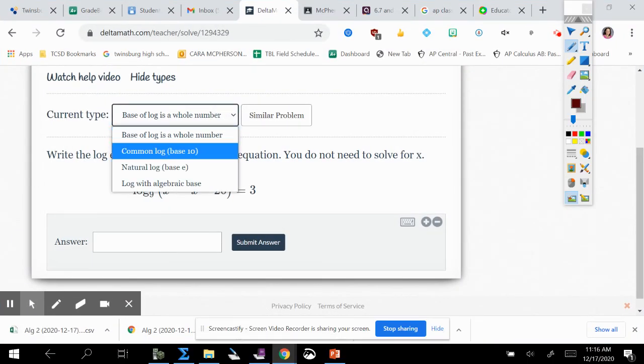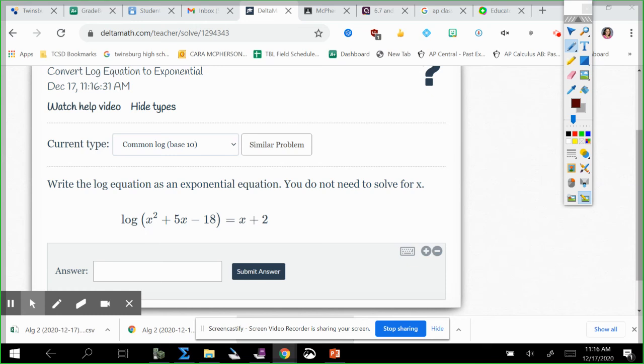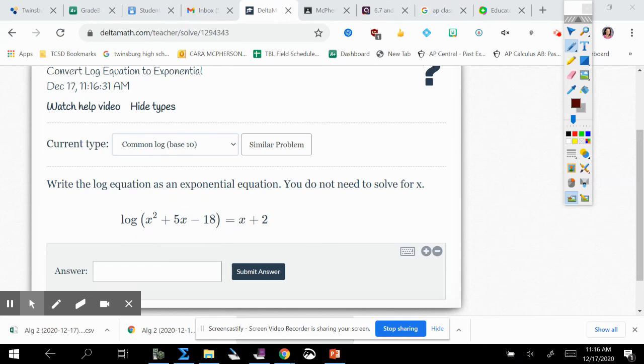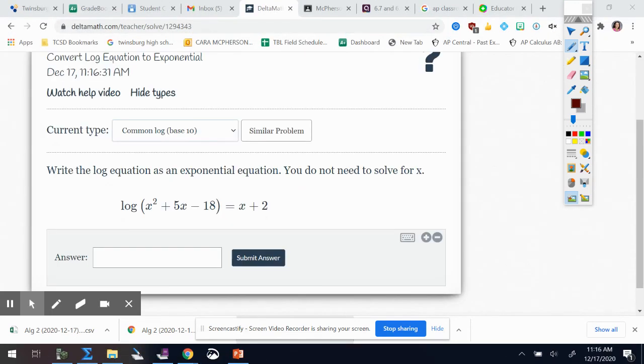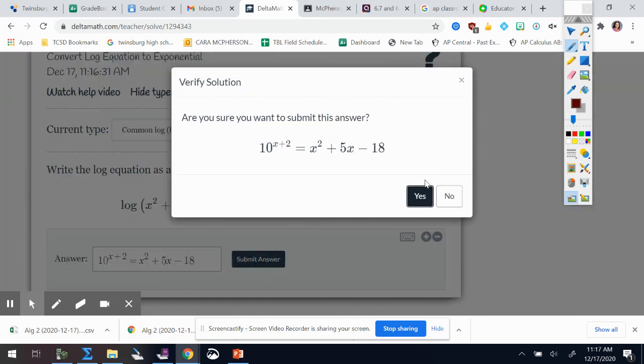On Delta Math, there are going to be some that you have to rewrite with a common log. So let me show you this. Here's a common log. The reason you know it's common log is there's no base number written. So that means we understand it to be a 10. When I rewrite it, I'm going to do 10 to that power equals that value. So when I type in my answer, I'm going to type 10 to the power of x plus 2 equals, and then this whole big x squared plus 5x minus 18. So you will have common log ones, and you will need to know that the base is understood to be a 10.